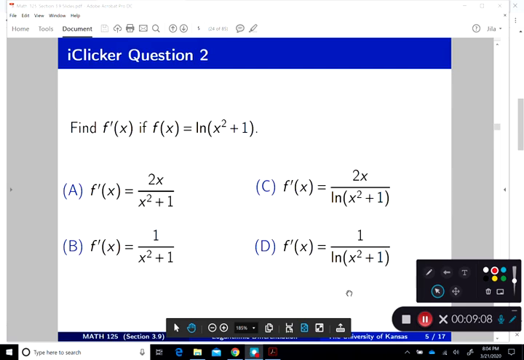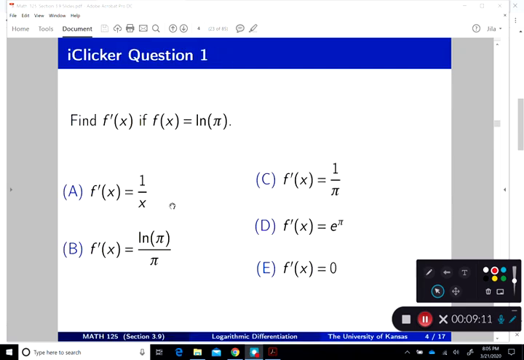So now let's do an iClicker. Find the derivative of f if f of x is equal to the natural log of pi. How do we find this? Please pause your video and think about it. So let's come back to this. We're saying f of x is equal to the natural log of pi. If I plug in pi in the natural log, I get a number. It's going to be an irrational number, but still it's a number. It's a constant. So when I take the derivative, it has to be that one.